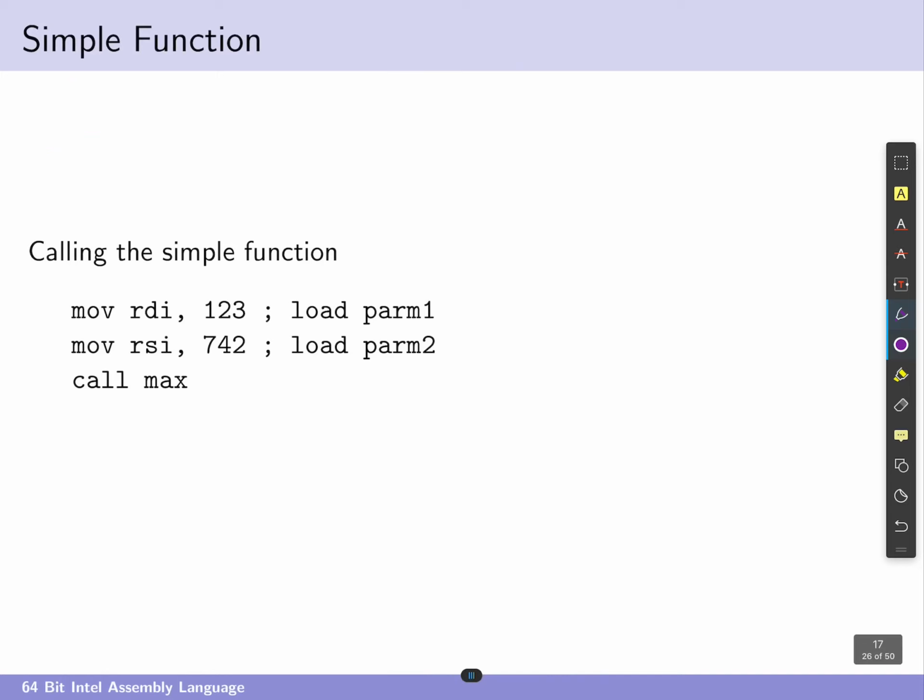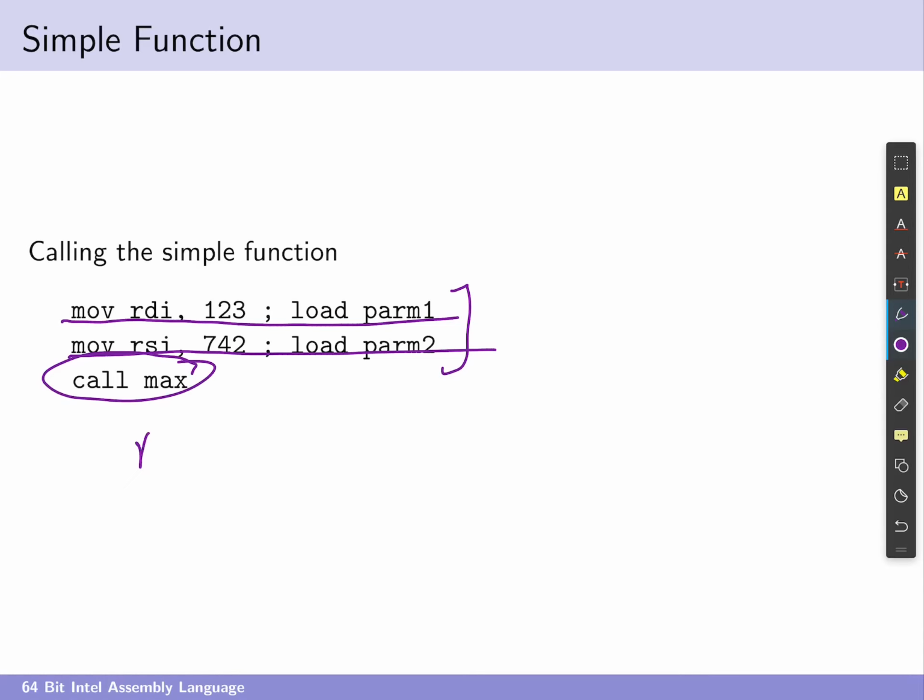So how do I call the function? It's relatively straightforward. I basically just have to load up my parameters. So I'm going to load up RDI with 123. And then I'm going to load up RSI with a value of 742. Then I'm going to call max, and RAX will now contain the larger of the two. So in this case, it's going to contain 742. Okay, so very straightforward kind of approach to load up the variables.